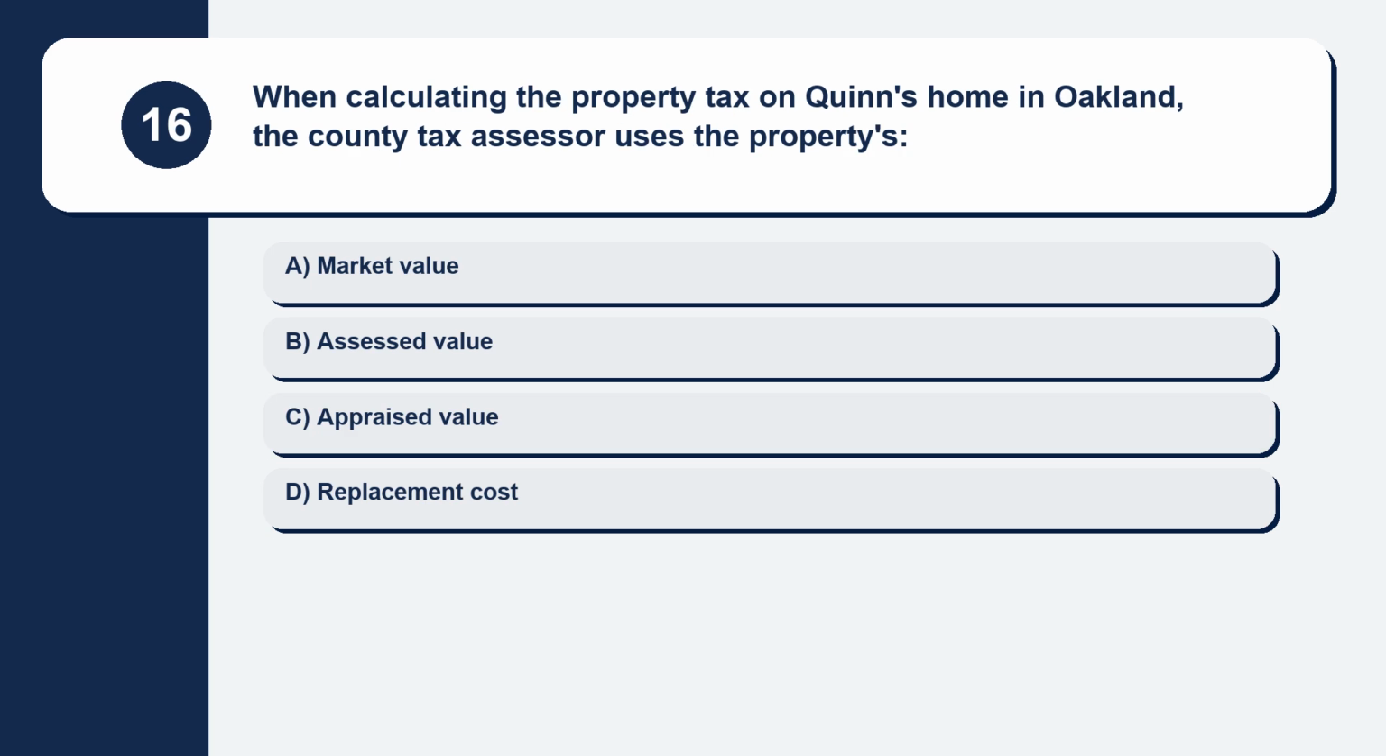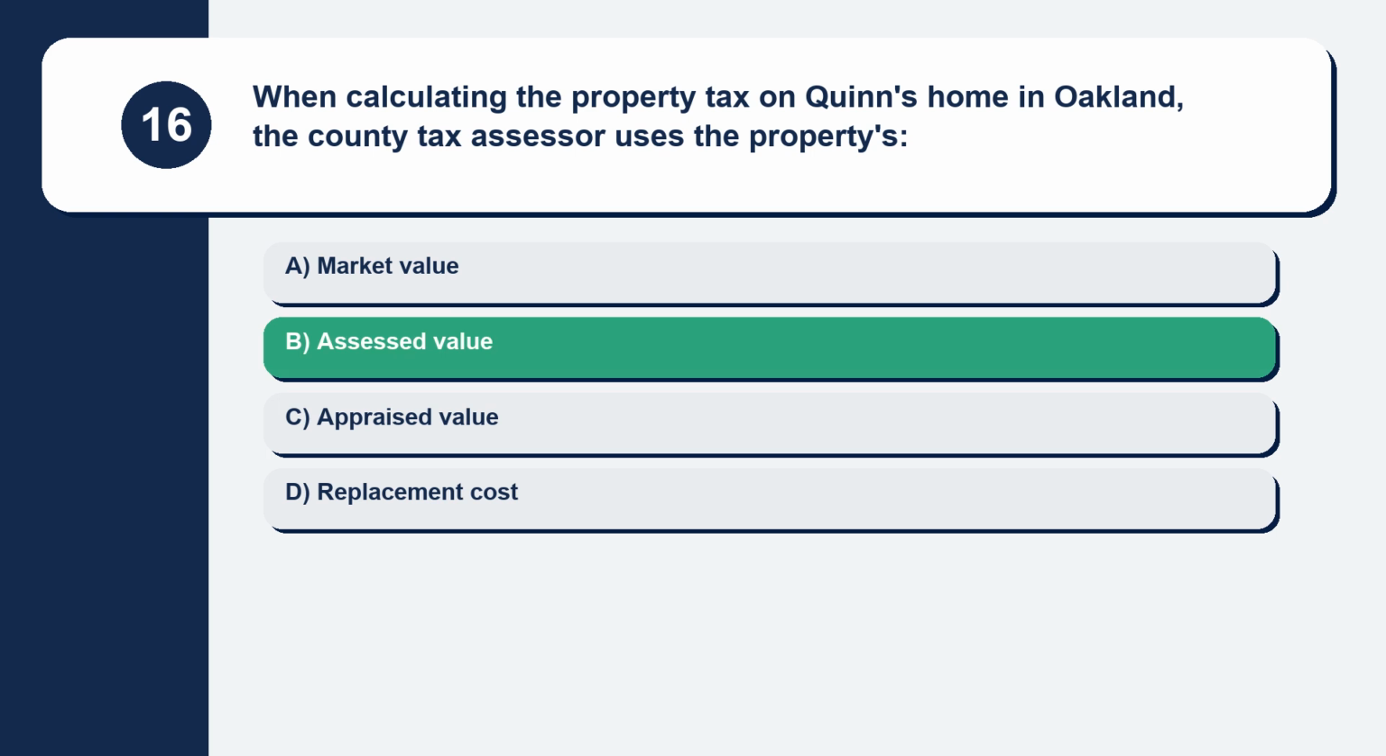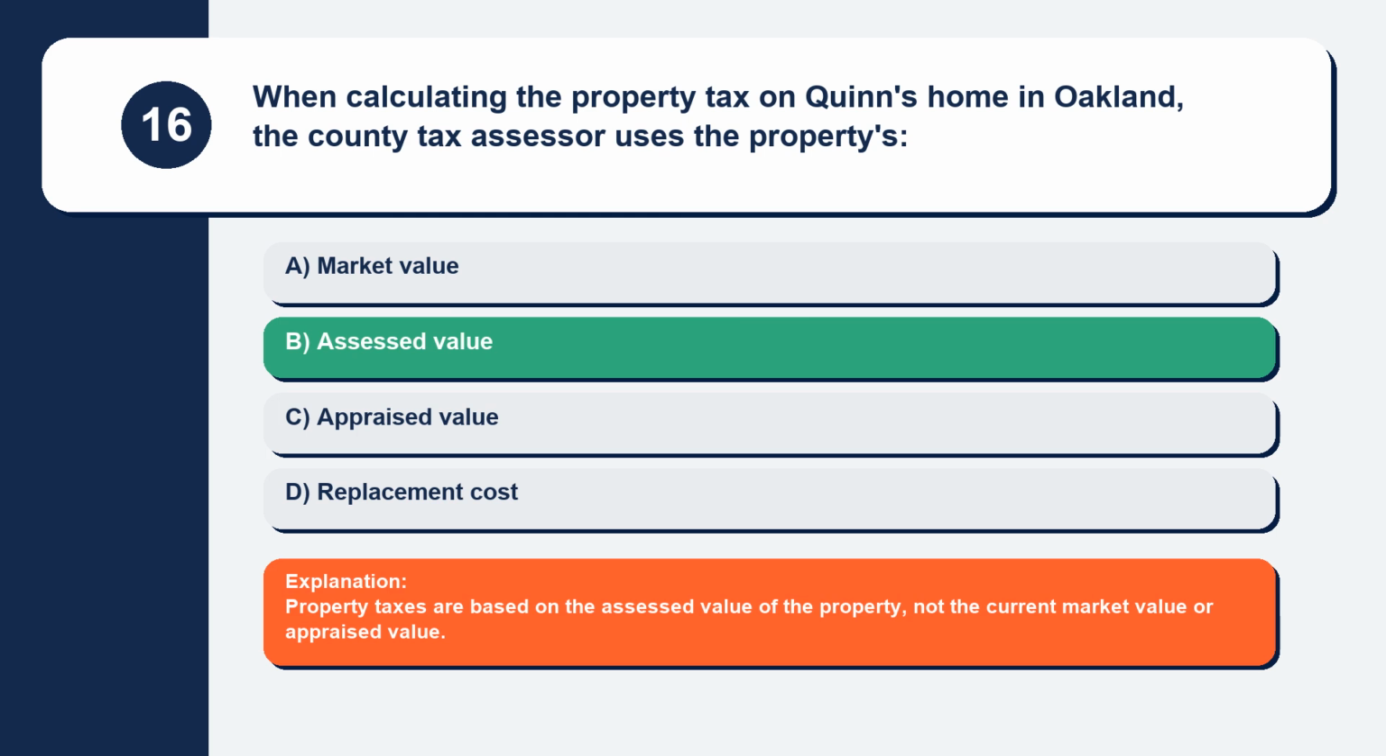Question 16. When calculating the property tax on Quinn's home in Oakland, the county tax assessor uses the property's. Here are your options. Option A, market value. Option B, assessed value. Option C, appraised value. Option D, replacement cost. The correct answer is option B, assessed value. Explanation. Property taxes are based on the assessed value of the property, not the current market value or appraised value.